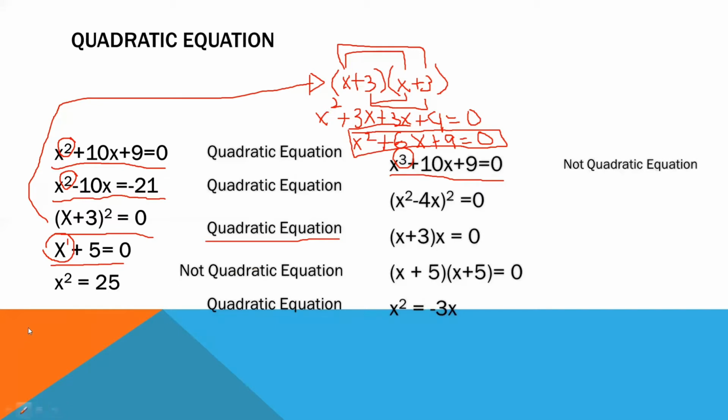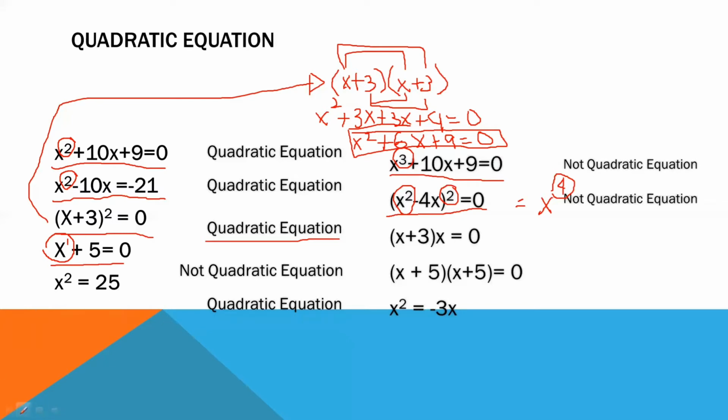So, next is the quantity of x squared, raised to 2, minus 4x squared is equal to 0. If we are going to simplify this equation, x squared raised to 2, the answer is x raised to 4. So, in our first step of simplifying, we already see that its exponent is 4. Therefore, we can consider right away that this equation is not a quadratic equation.